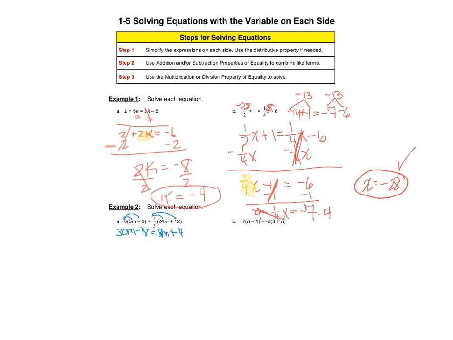Now I can get the variables to the same side. I'm going to move the 8m, so I'm subtracting 8m from both sides. I get 22m minus 18 is equal to 4. Add 18 to both sides.